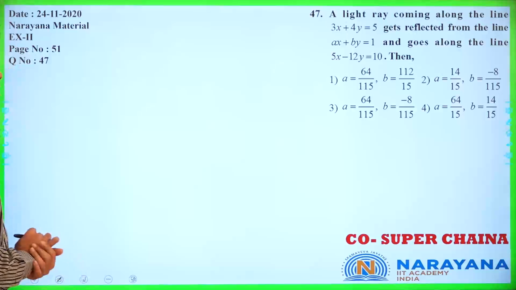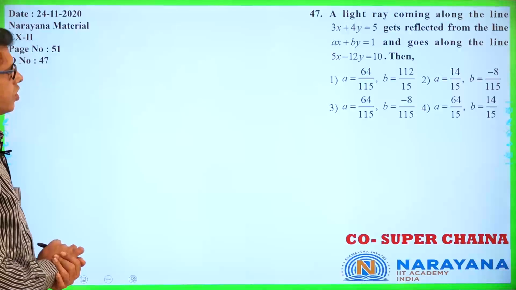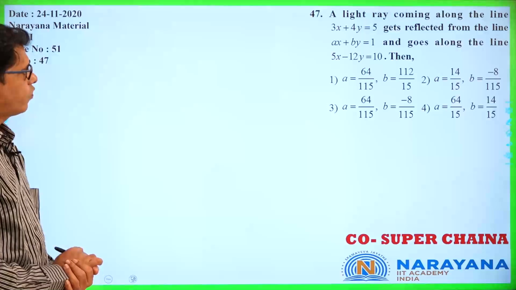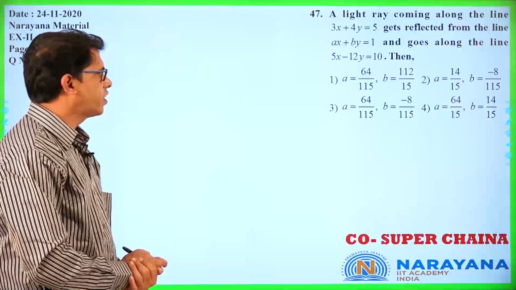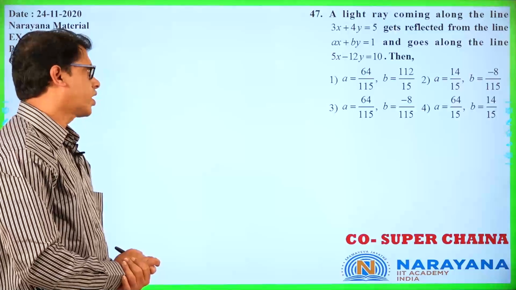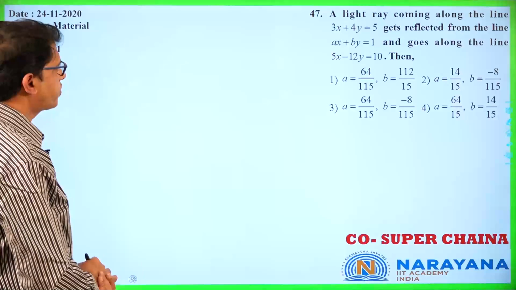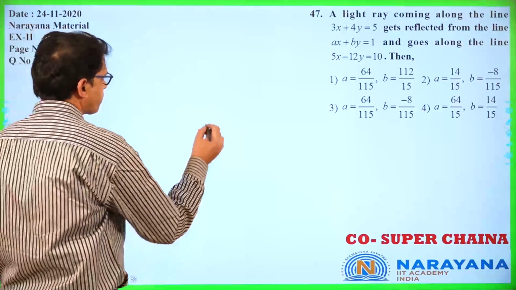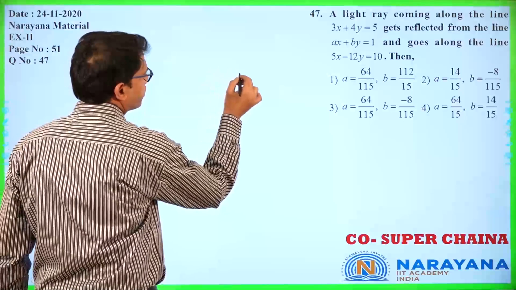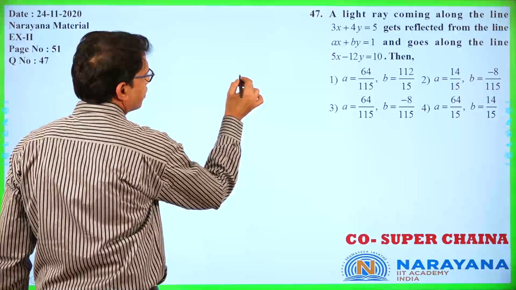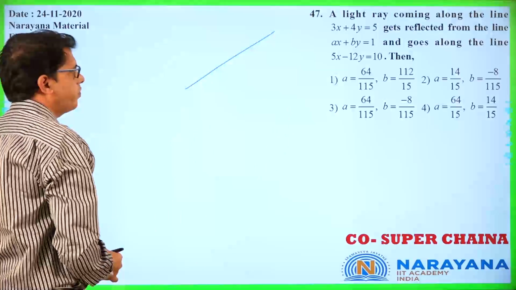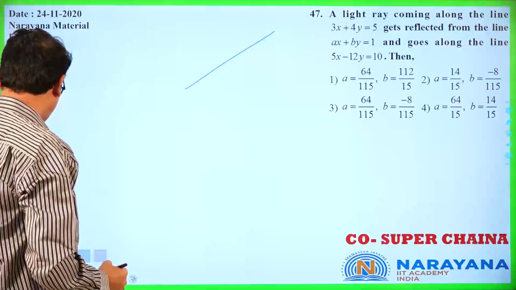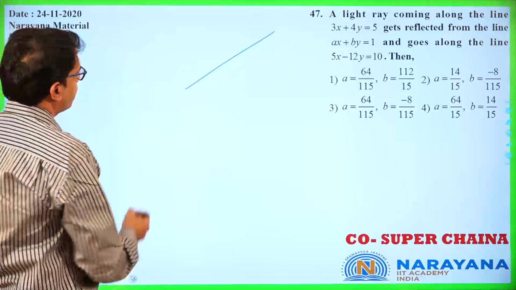Here, a ray of light coming along the line 3x plus 4y equals 5 gets reflected from the line ax plus by equals 1 and goes along the line. Here, you observe the diagram. Say this is the line reflected from the line. Now, what is an incident ray? This is an incident ray.